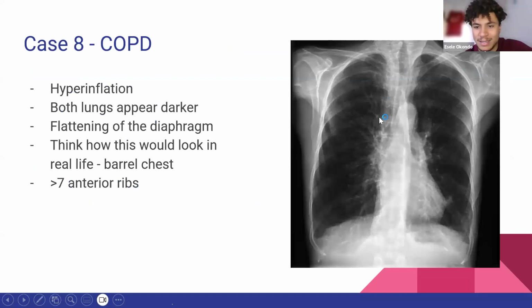Here we have COPD. The main thing you can see is hyperinflation. The lungs take up a massive amount of this chest X-ray. Both lungs appear darker. There's flattening of the diaphragm, and this is what you describe as your barrel chest.